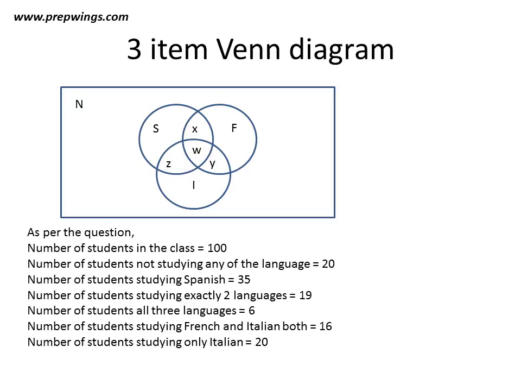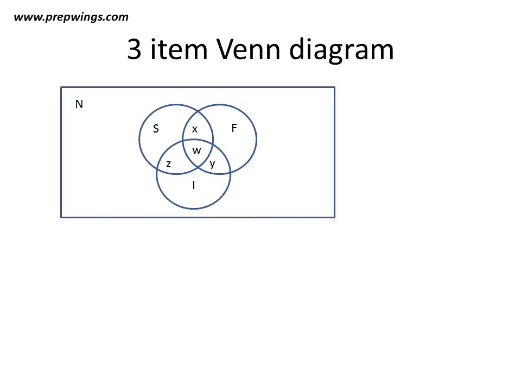Now what we'll do is we'll create equations from them. So now we know that there are 100 students in the class. So N plus S plus F plus I plus X plus Y plus Z plus W is 100. Also we know 20 students were not taking any of these 3 languages. So N is 20. So putting N equal to 20 in the equation above, we get S plus F plus I plus X plus Y plus Z plus W equal to 80.